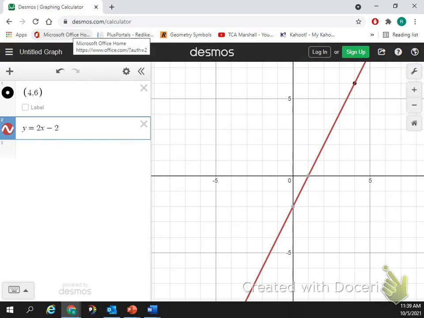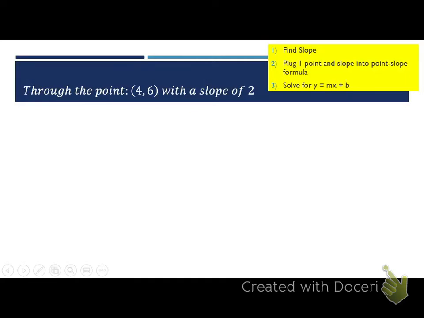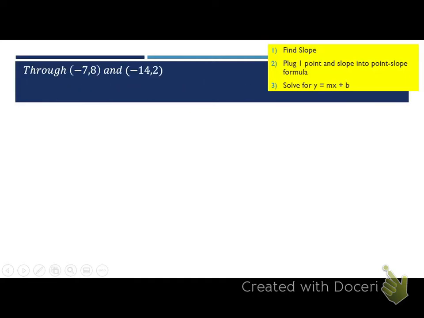You'll just open up a new slide or a new tab, and you would type in both your answers so that you could graph. So that's our first example. Our second, we're going to get a little more difficult. Same steps, though. We want to go through these 2 points, and we want to find the equation of that line. It says find the slope.